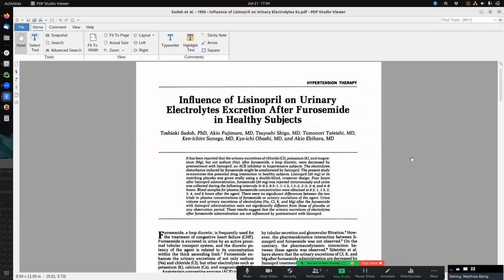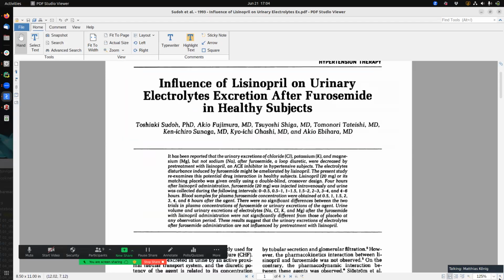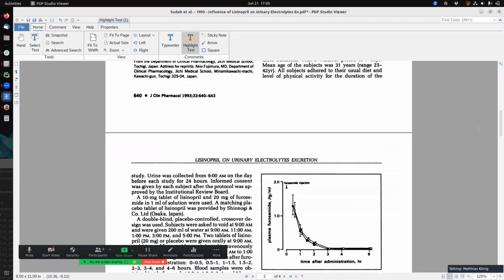Normally I'm having a quick skim over the abstract here. Here, for instance, lisinopril or its matching placebo was given orally using a double-blind crossover design. And 4 hours after lisinopril, furosemide was injected intravenously and urine was collected. Okay, so it's a bit okay. We like the first 4 hours, but we don't like this additional injection of the other substance.